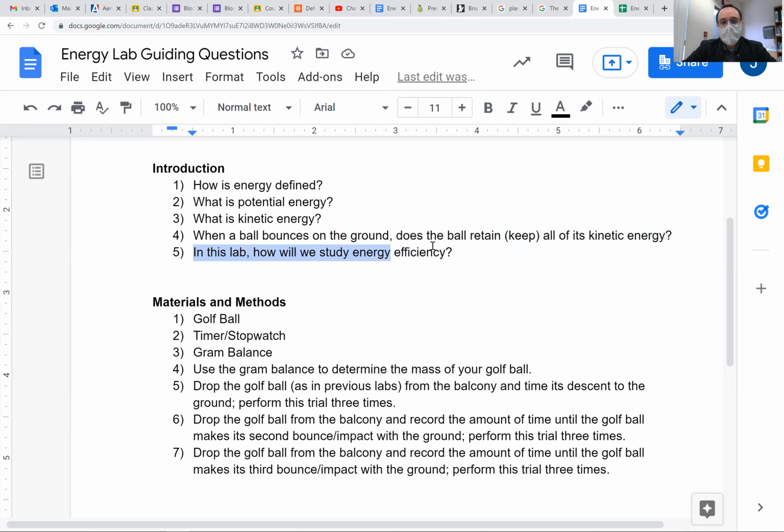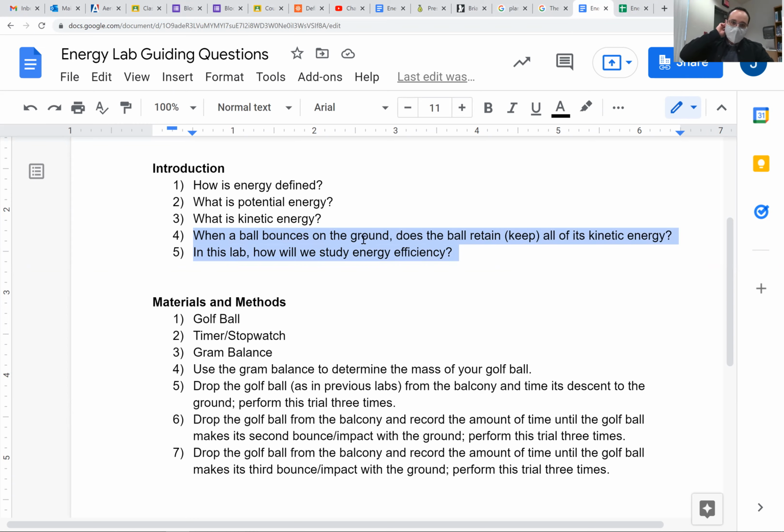And in this lab, how will we study energy efficiency? Well, we're going to drop a golf ball from the balcony and we're going to calculate the efficiency with which the ball bounces on the concrete. So that's how we get through those two questions. I would say update your introduction right now because you're going to turn that in today with your assignment.